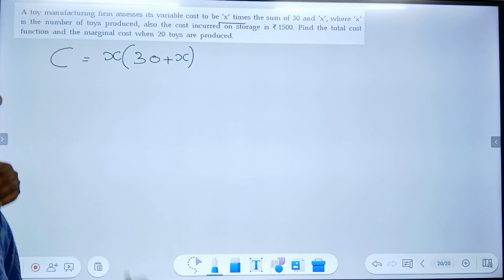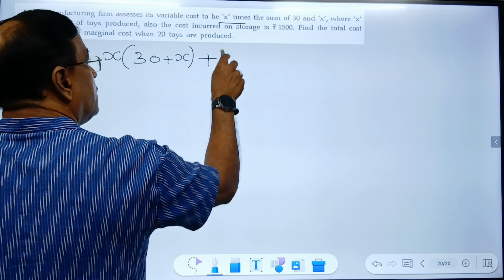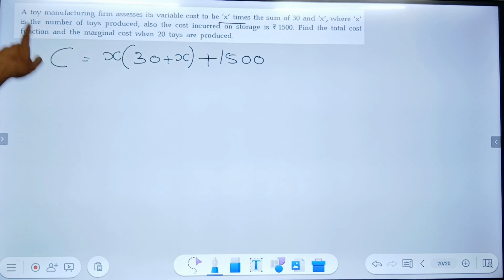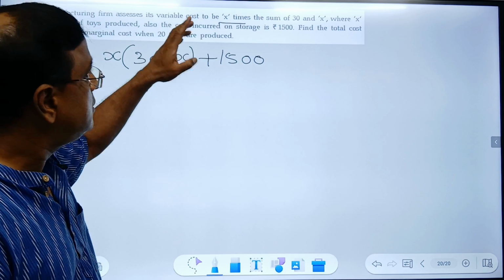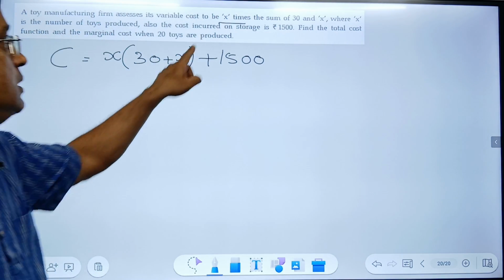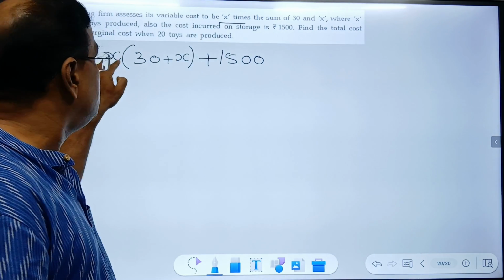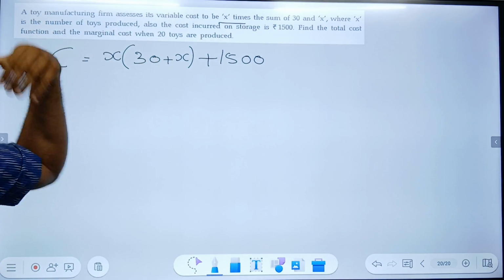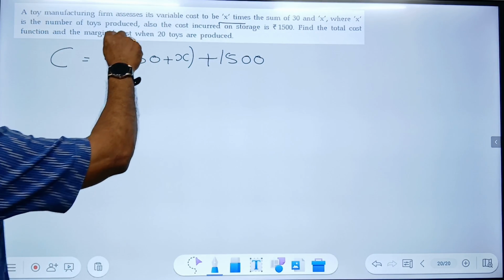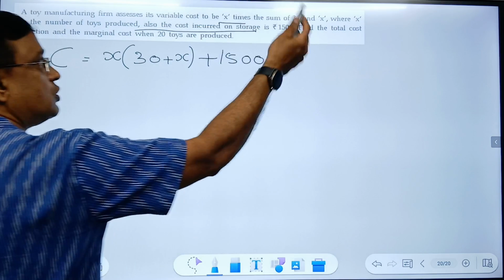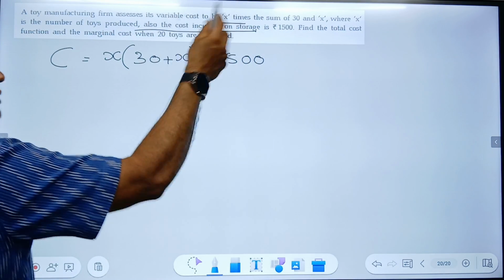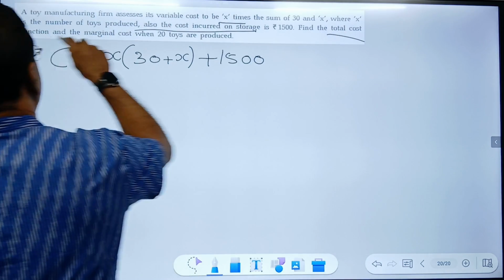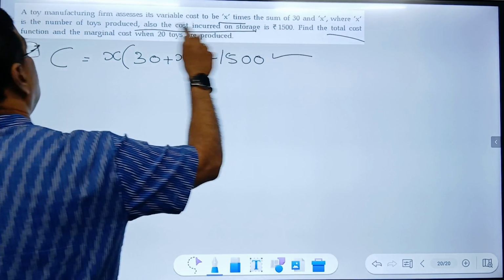Also the cost incurred for storage. So what is the cost incurred for storage? 1500. Repeat again. The variable cost has two components. One is x into the sum of 30 and x, plus it also has some other cost. What is that? Storage cost. What is the storage cost? 1500, all put together. Find the total cost function. I have found it. Now find the marginal cost.